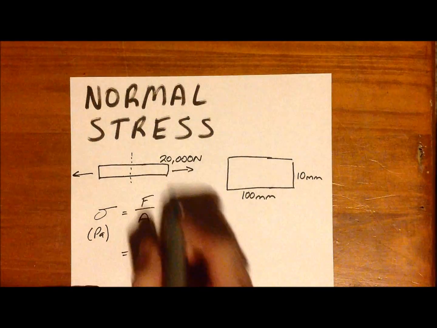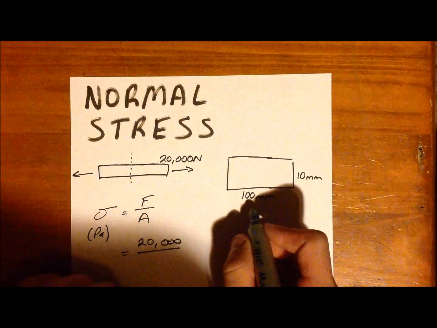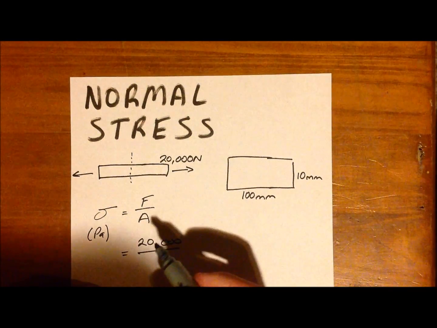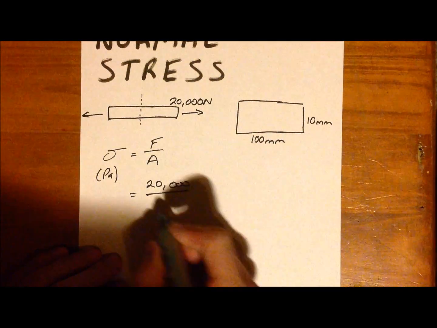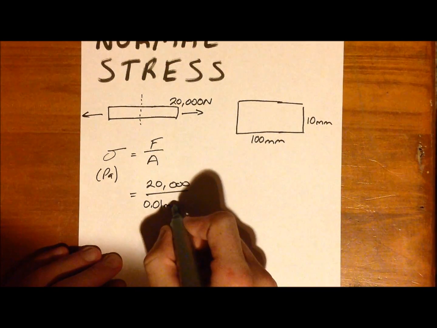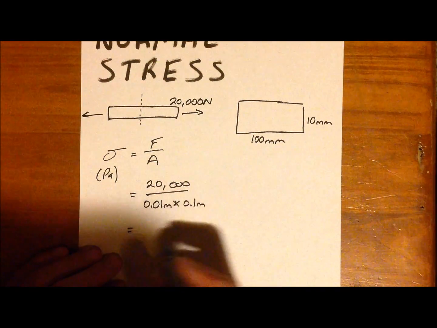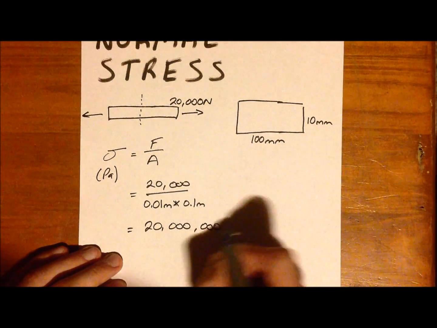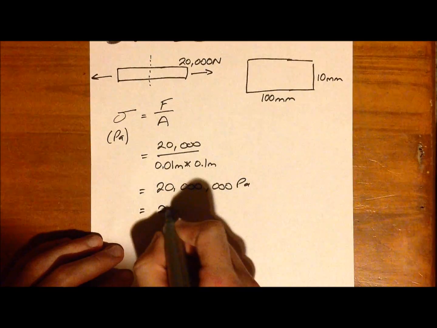So our force, 20,000, over our area. I'll convert these to meters as I go, because 1 pascal is equal to a newton over a meter squared. So 10 mil is equal to 0.01 meters, and 100 mil is 0.1 meters. So this ultimately goes down to 20 million pascals, or 20 megapascals.